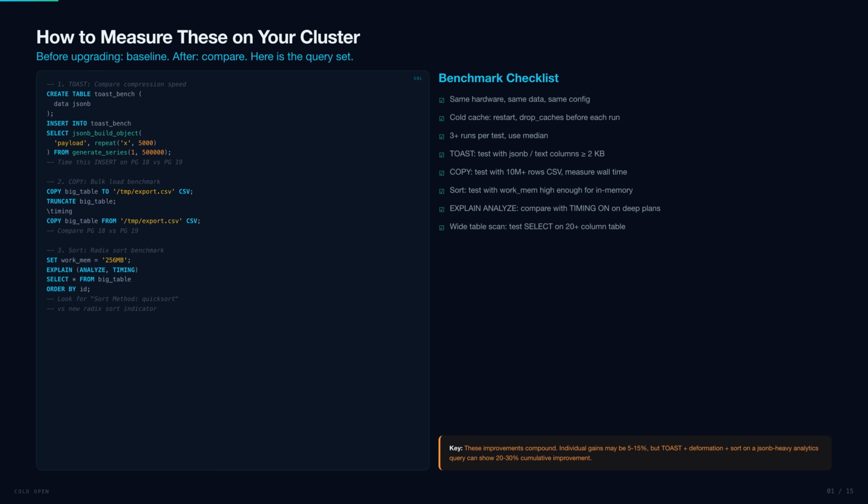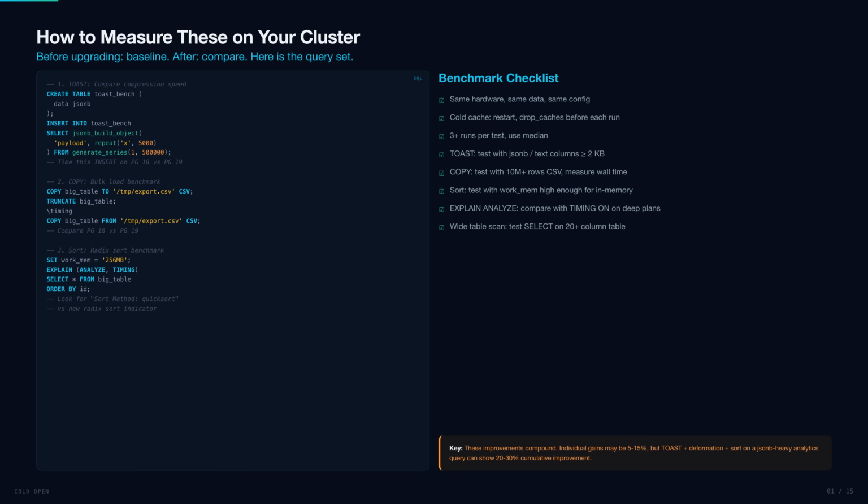Here is how you measure these improvements on your own cluster. I promised benchmark queries at slide 11. For TOAST, create a table with a join column, insert 500,000 rows with 5 kilobyte payloads. Time the insert on PG18 and PG19. For copy, export a large table to CSV, truncate, then copy from with timing on. Compare wall clock time. For sort, set work_mem high enough to keep the sort in memory, then explain analyze with order by on an integer column.